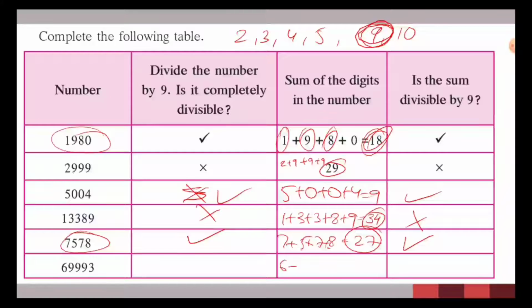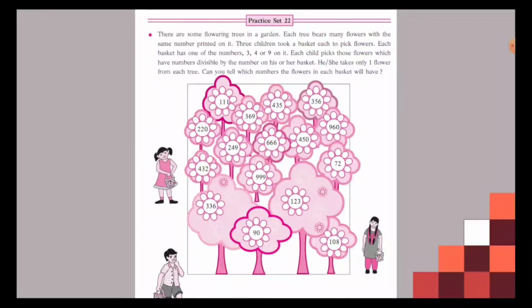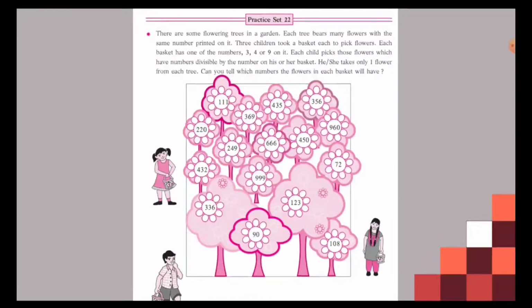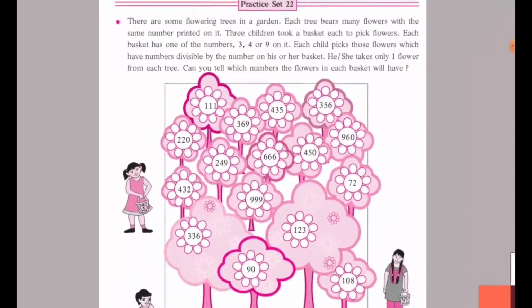Last is 6 plus 9 plus 9 plus 9 plus 3. Okay, 9 and 9 and 3 is 27, and 6 plus करेंगे तो 36 आएगा आंसर. So this is divisible by 9 itself. Okay, so this was very easy. Now the last thing we have to do is practice set 22, which is very easy.